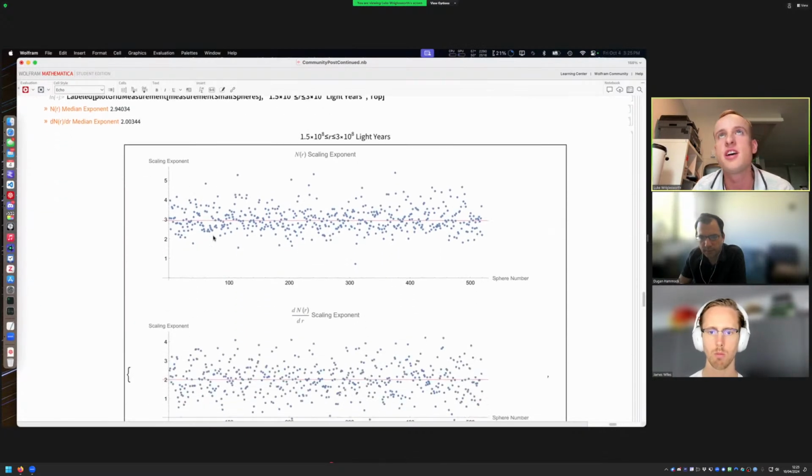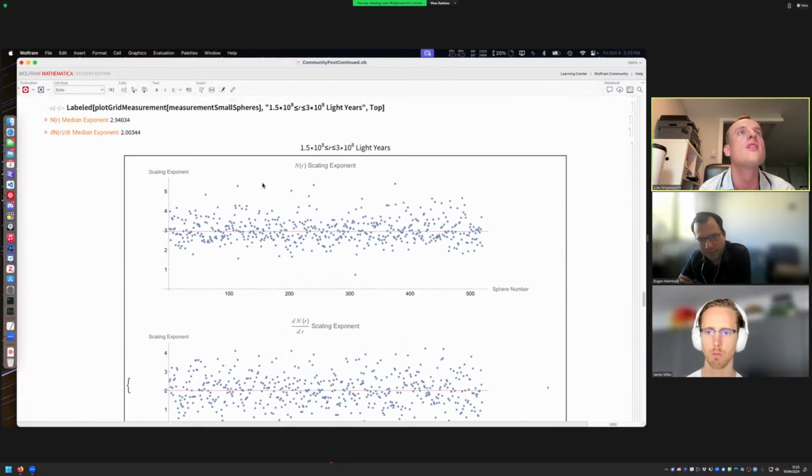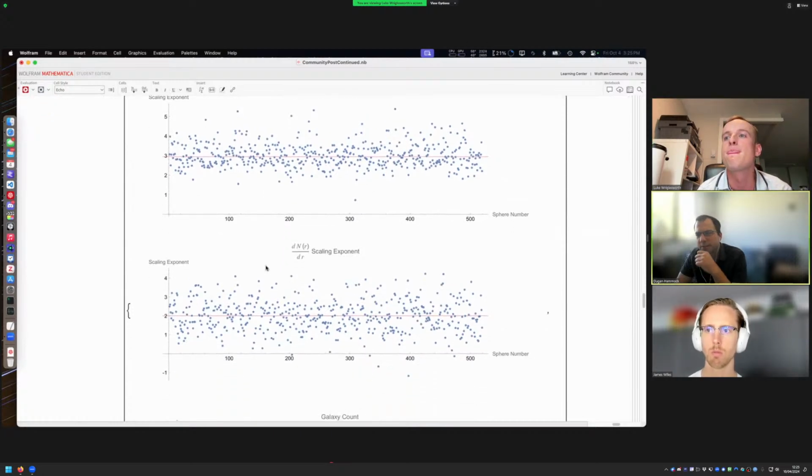And this is my results for the smallest scale measurement. I would say this is probably the best results I got. So it looks like this. We get a median exponent of 2.94, and in the derivative 2.00.